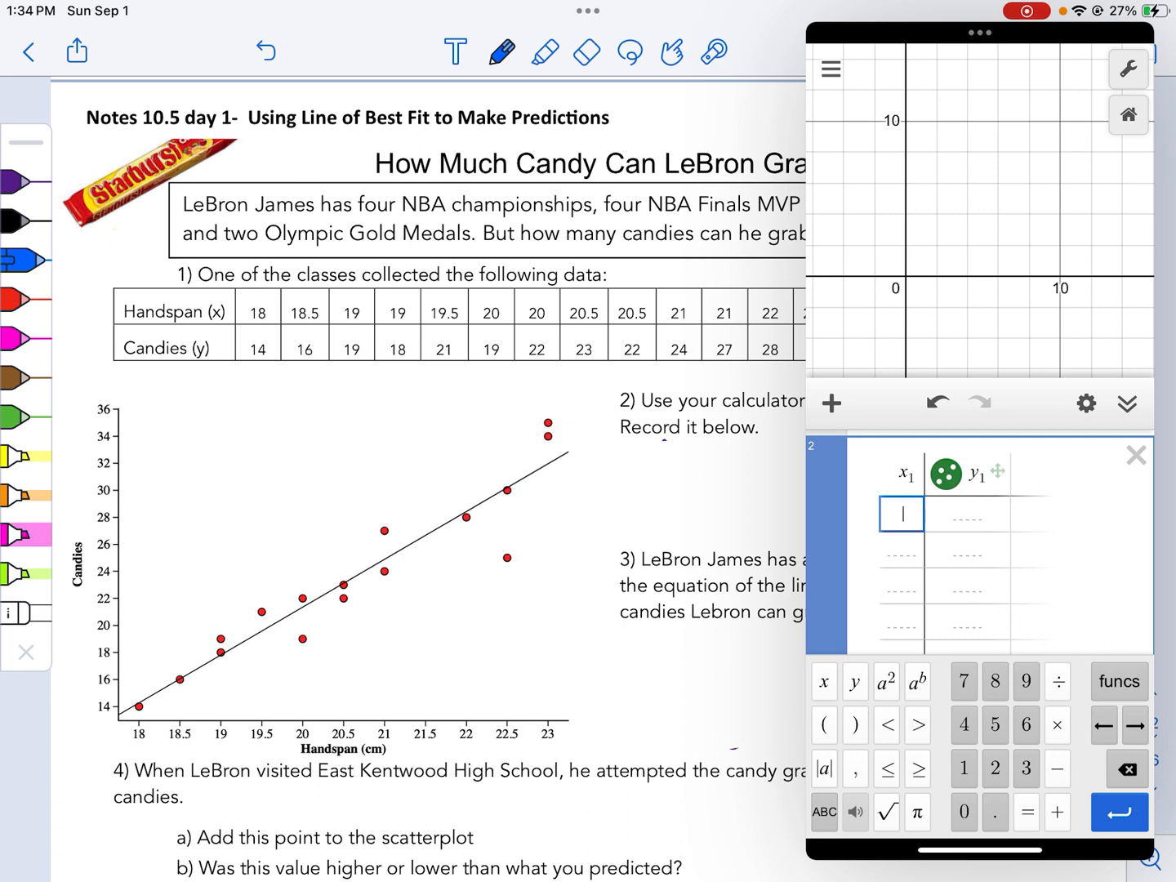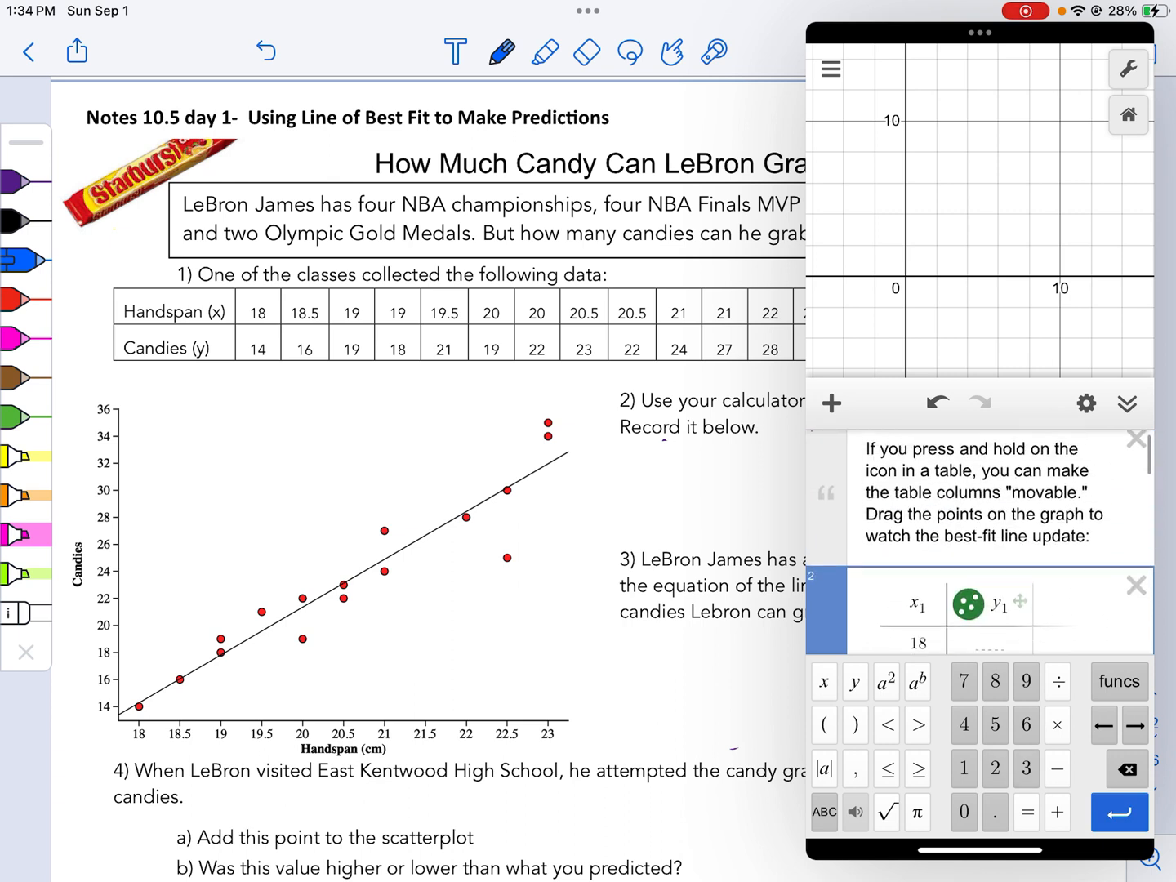We got to be really careful. We can't miss any numbers. So the first handspan value is 18. Next one is 18.5. Then we've got a 19, a 19. We've got a 19.5. Then I've got 2 20s and 2 20.5s. Then I've got a 21, a 21, 22, 2 20.5s, and then I've got 2 23s.